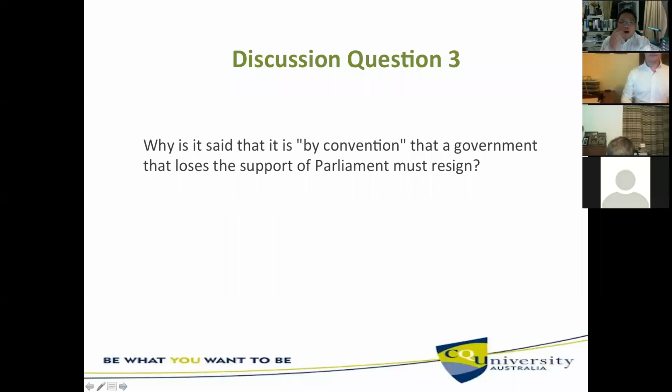Okay, why is it said that it is by convention that a government that loses the support of parliament must resign? I'll give you a minute to try to answer this. We have enough time anyway. If necessary, we'll go beyond 7 o'clock.